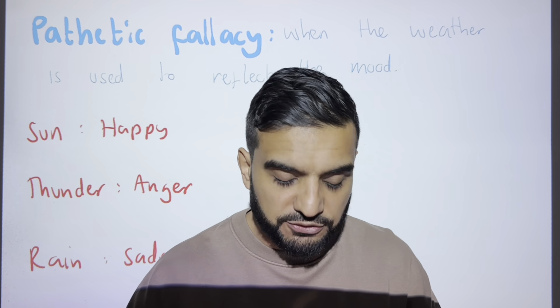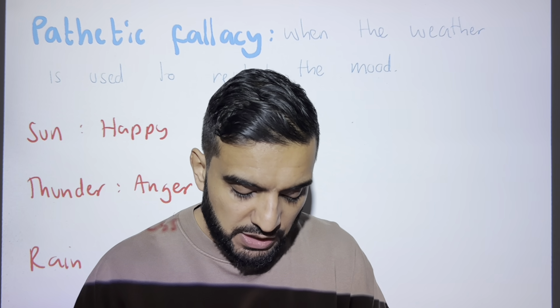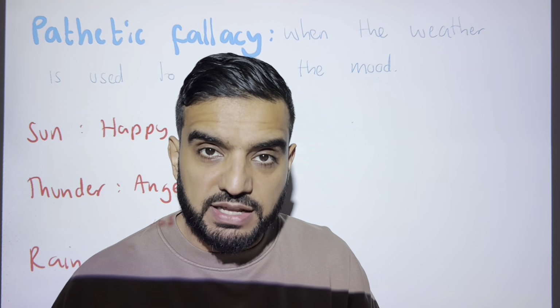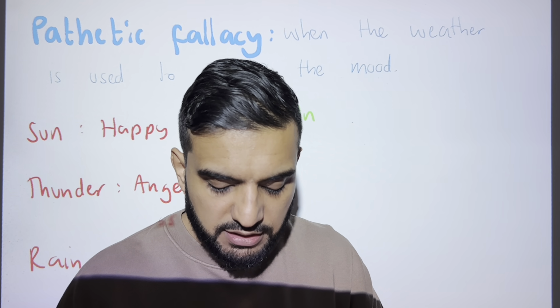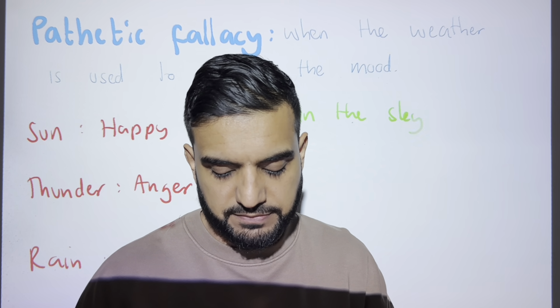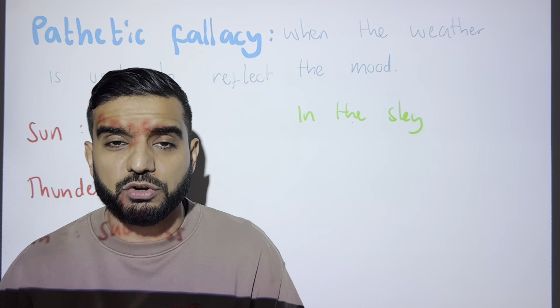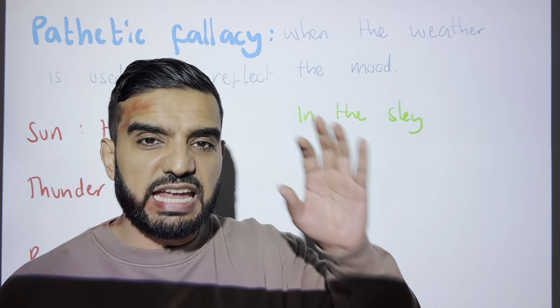Now, let's go over this. What is the zooming out and then zooming in method? Very simple, guys. When you're using pathetic fallacy, always start in the sky. Imagine this is the first paragraph of your writing. Always start in the sky.